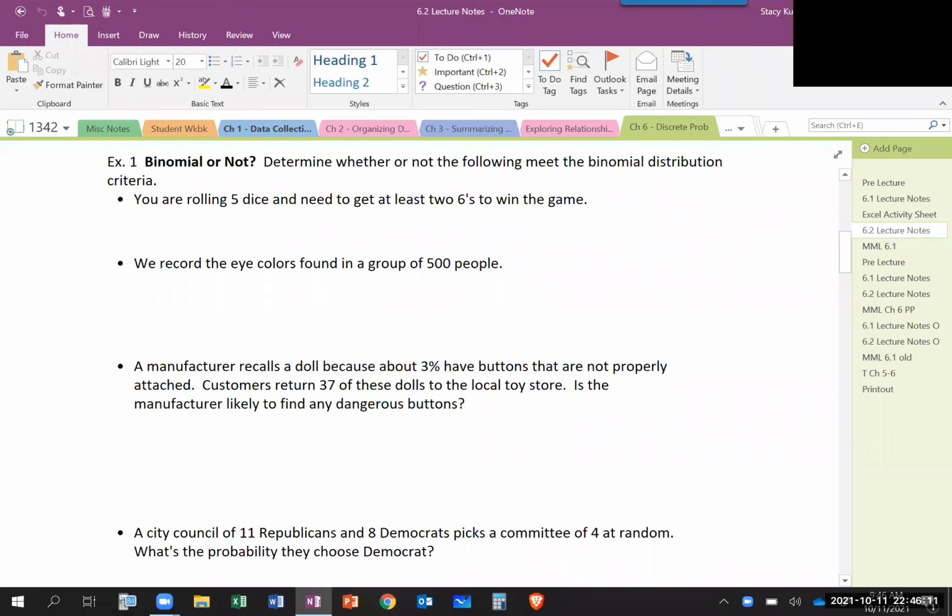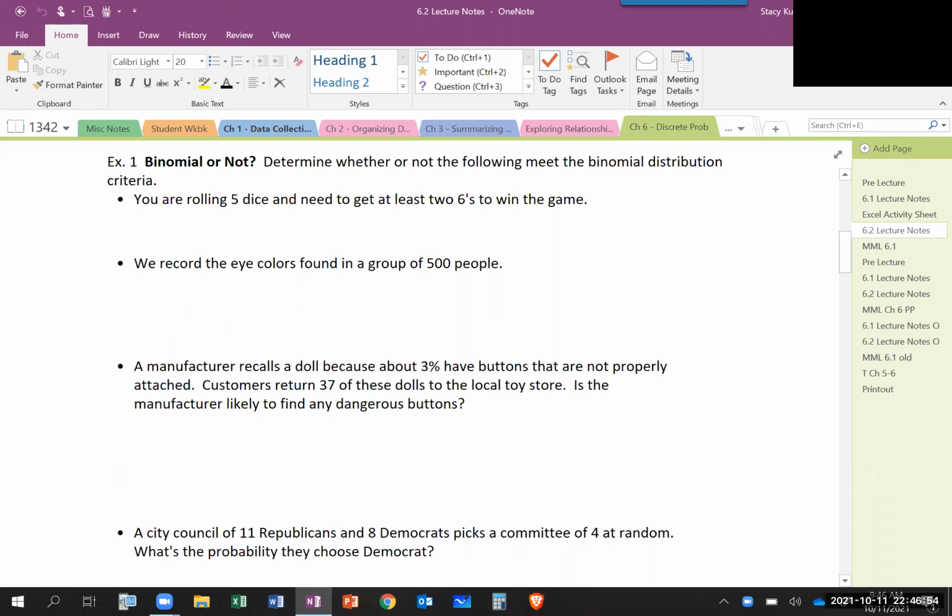So let's go through the requirements. Are there a fixed number of trials? Where does it say that? You're rolling 5 dice. There was a number in there, but there's no set number of trials. There's no sample size. There's nothing in there that tells me how many times I am doing this. I just know I'm rolling 5 dice and I'm trying to get 2 sixes out of it. So right away, we didn't meet the very first criteria. We don't know how long to play it, so it is not a binomial distribution. There's no fixed number of trials. See how we're doing that?